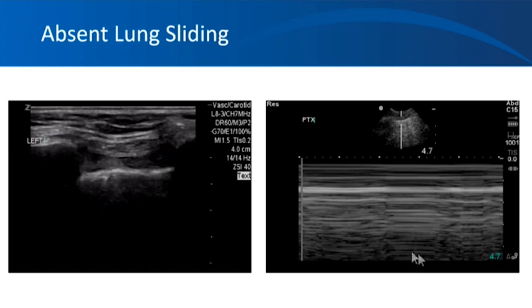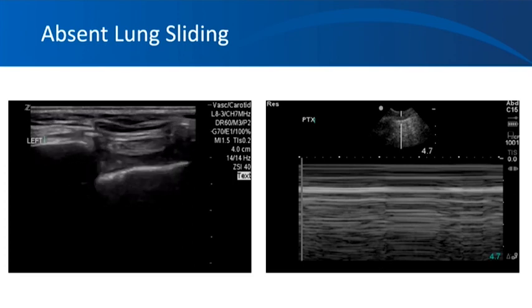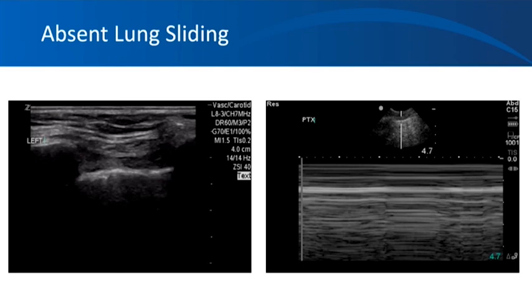When you see this kind of M-mode tracing and not the sandy beach pattern, most likely the lung sliding is absent. And sometimes you can see the differentiation between normal lung and the part of the lung with pneumothorax, because you don't need to have pneumothorax over the entire lung.